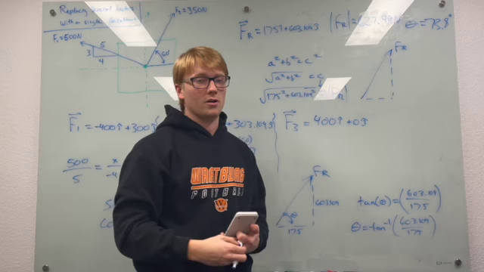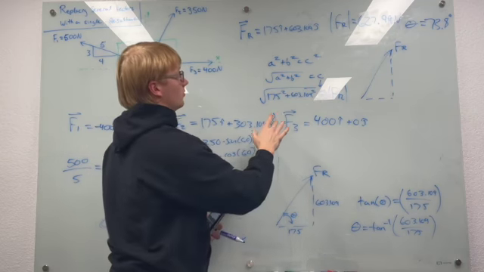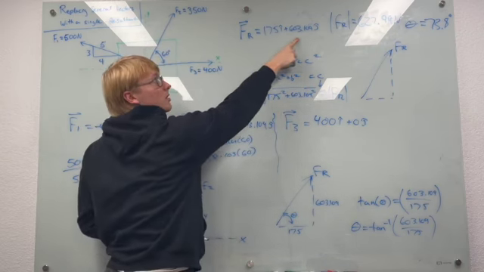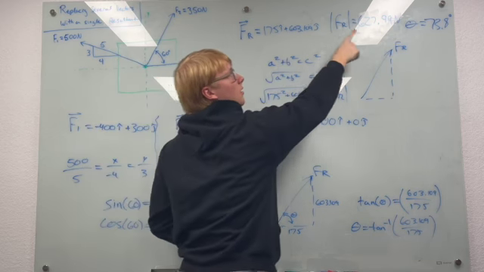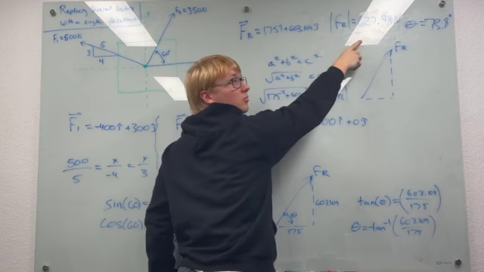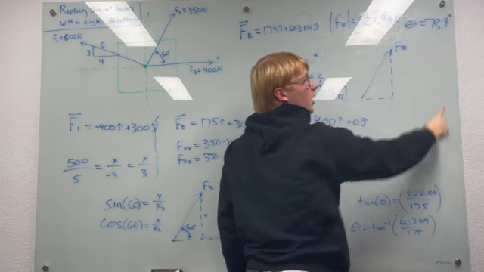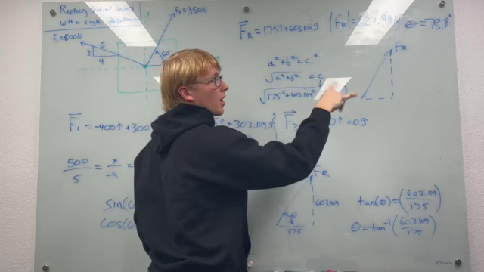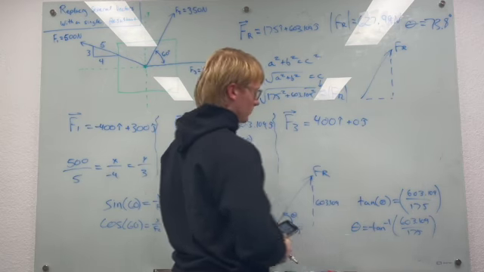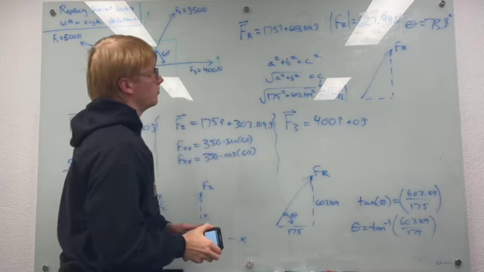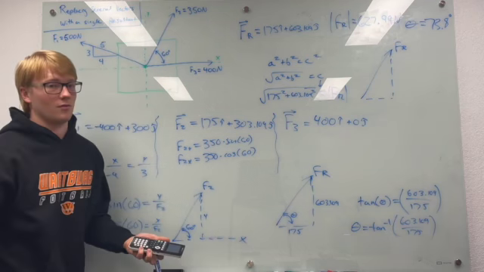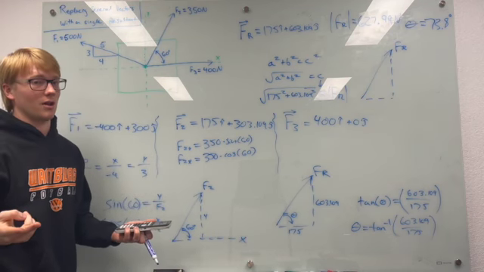Just to clarify for the video, this is 175, 603.109, 627.99 newtons, and 73.8 degrees, counterclockwise from the x-axis. So that's how you find the resultant force, the magnitude and the direction it's going.